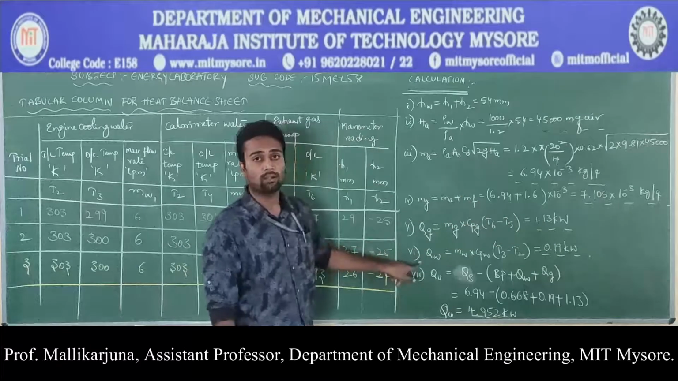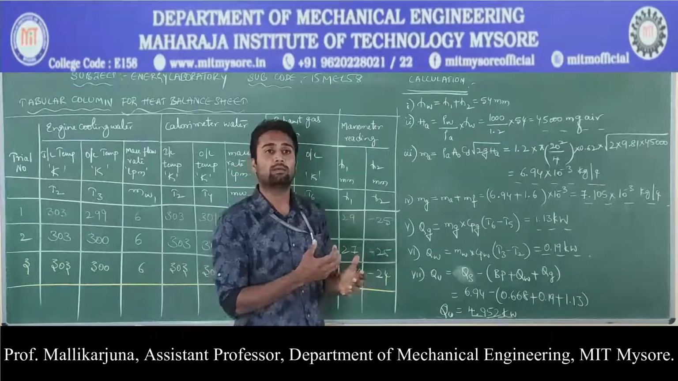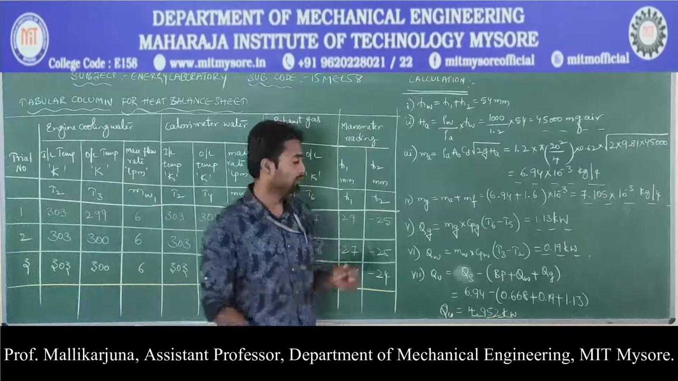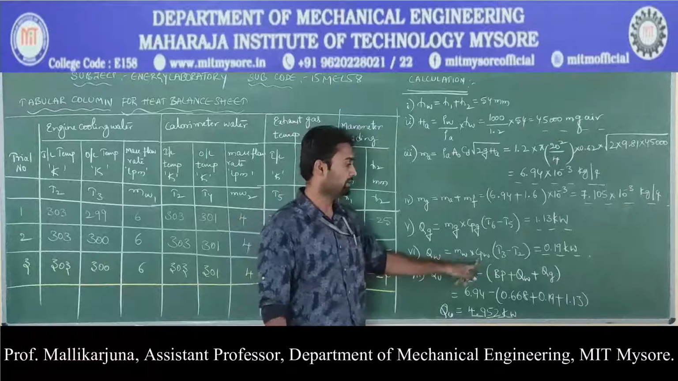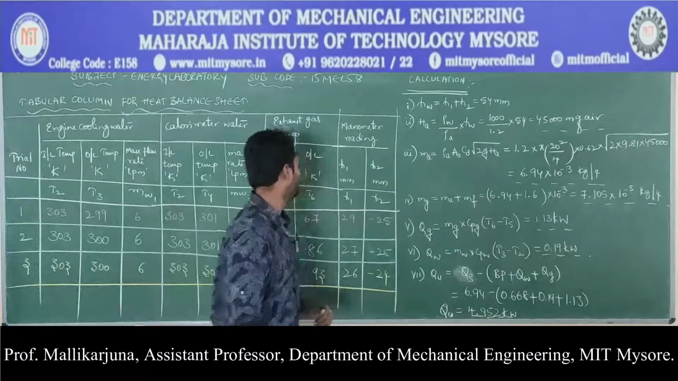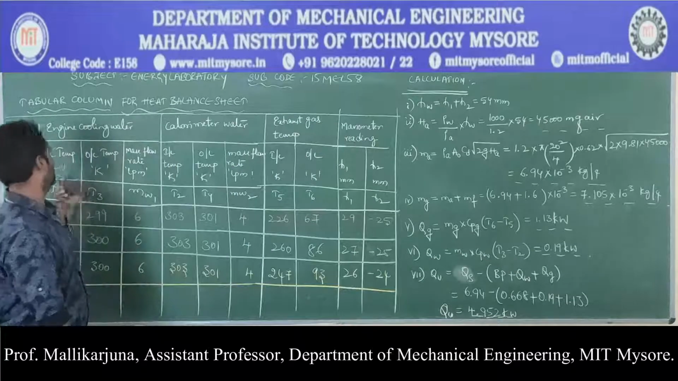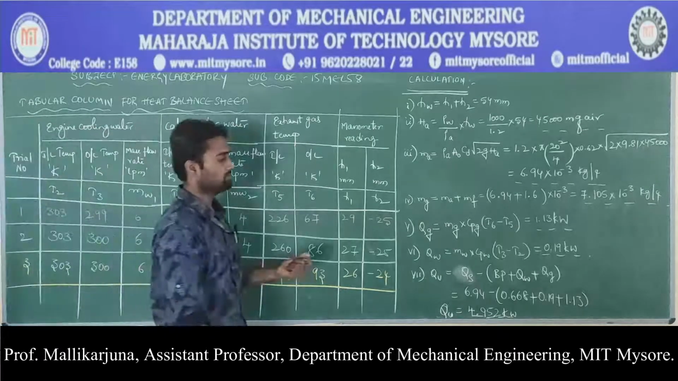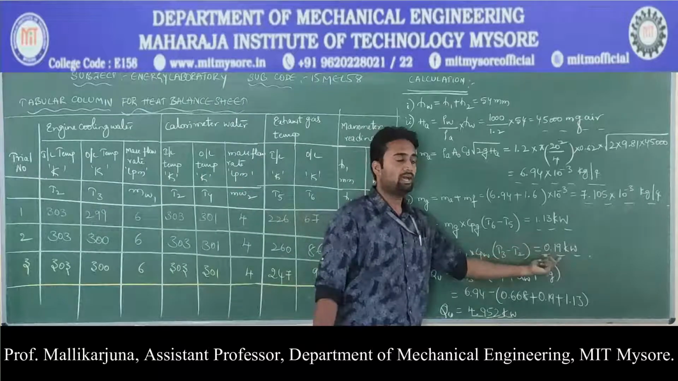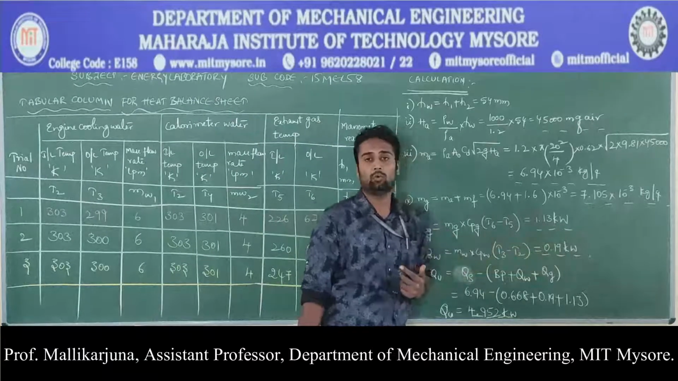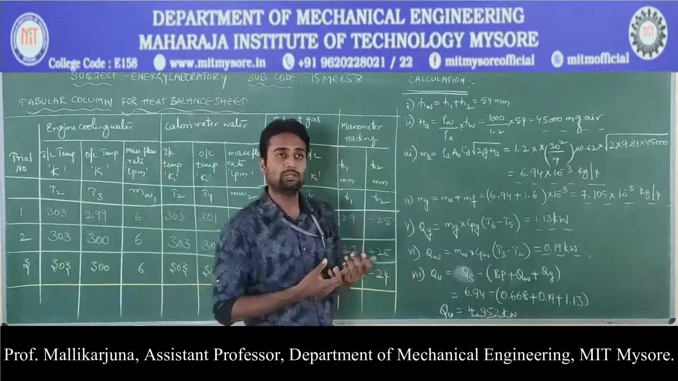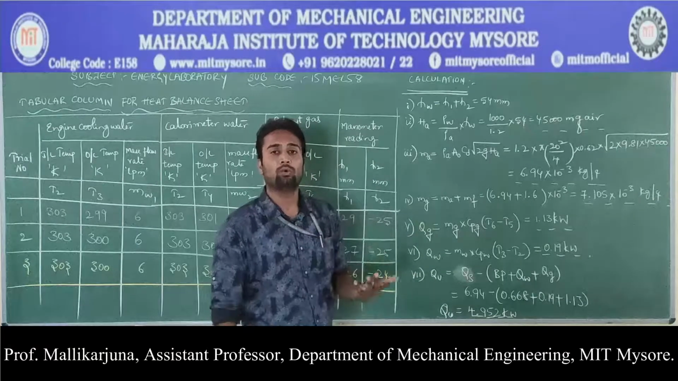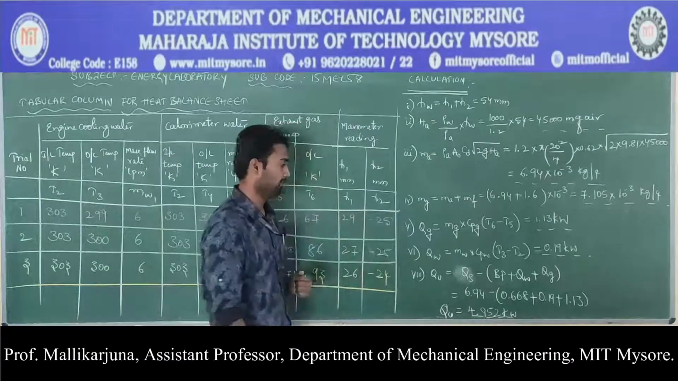Next thing is cooling water. What is the amount of cooling water heat absorption? QW is nothing but MW, CPW, T3 minus T2. Why T3 minus T2? We are very clear that cooling water temperatures are T3 and T2. Upon substitution, the value we have got is 0.19 kilowatt. In the sense, 0.19 kilowatt of heat is absorbed by the cooling water from the engine.